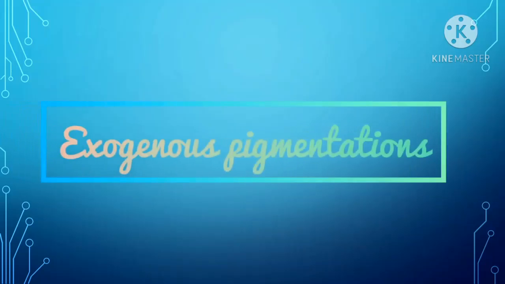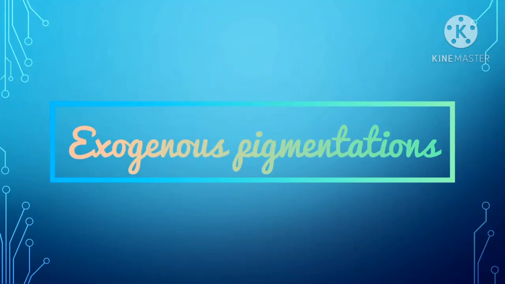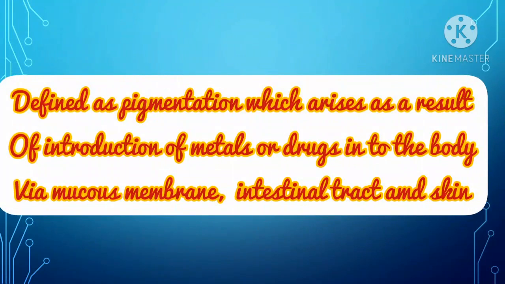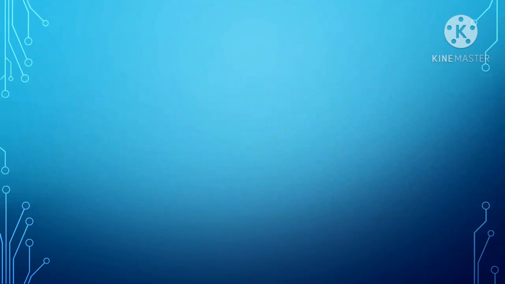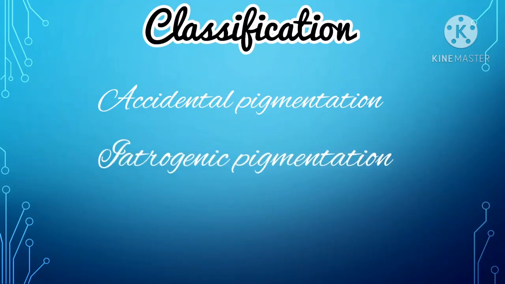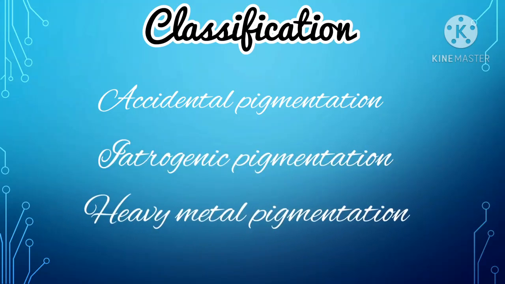We will talk about the exogenous pigmentations. As I told, it is defined as a pigmentation which arises as a result of the introduction of metals or drugs into the body via mucous membrane, intestinal tract and skin. So exogenous pigmentations can be also classified into three: accidental pigmentation, iatrogenic pigmentation and heavy metal pigmentation.